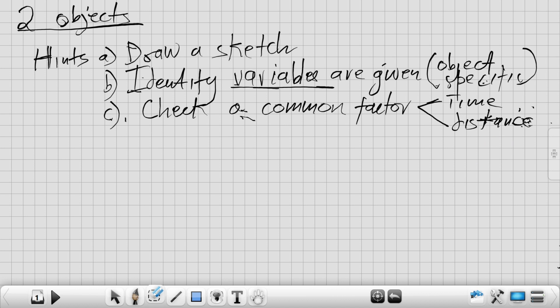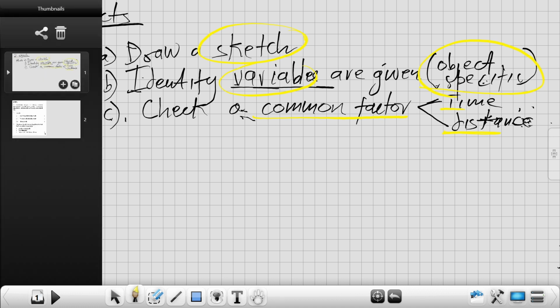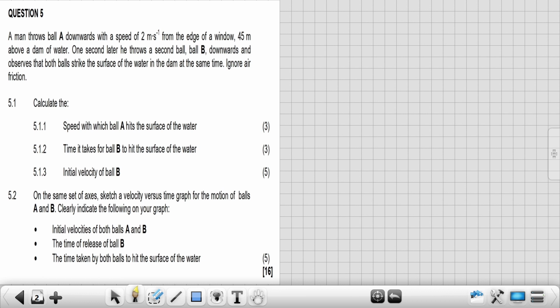Once I am given this information, the easiest thing to do will be to draw a sketch and then identify the variables, but the variables should be object specific. Then look for a common factor, and that common factor can either be time or the distance that is given. So I'm going to try and explain this with a problem that was asked in a question paper a couple of years ago. So without wasting time, let's go into it and check the information that is given to us.